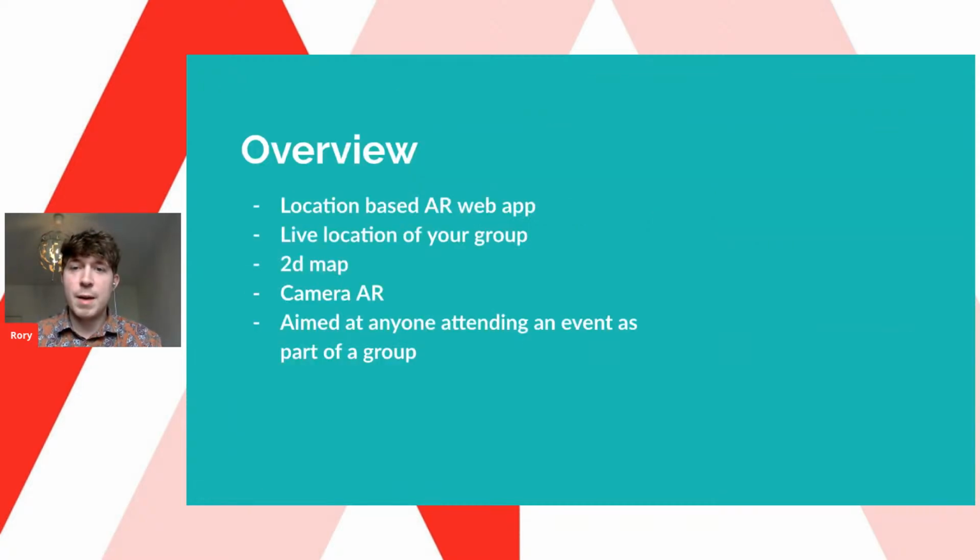Our project is Mapper, which is a location-based AR web app that helps you locate your friends. You create or join a group of people and are updated with each other's live location. You can choose to view people's location on a 2D map or by using your camera combined with AR technology. This app is aimed at people who are attending an event, for example, a festival, where they are likely to step away from the group at some point.